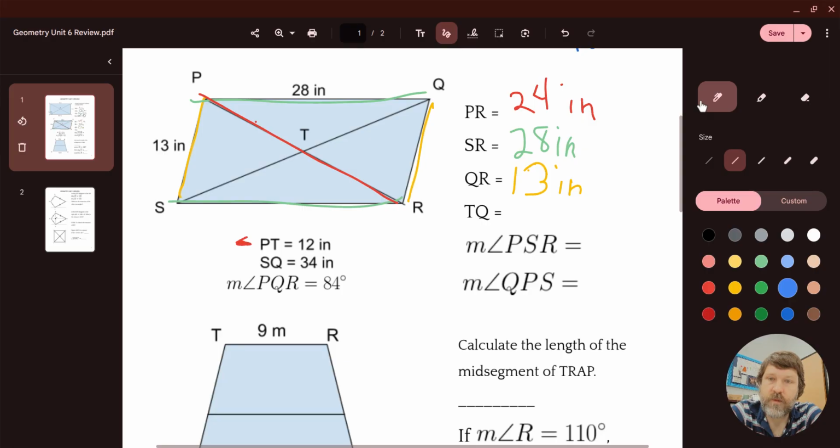All right. Now on the other side, they tell us that SQ is 34. And that means that TQ is half of that amount. Half of 34 is 17, and that is the measure of that one. That's all you need to know, is that the diagonals bisect each other.